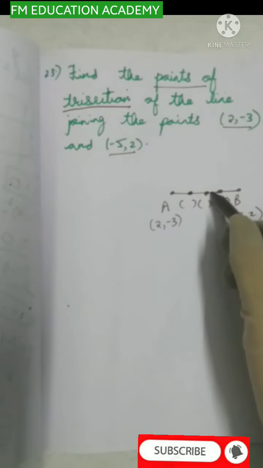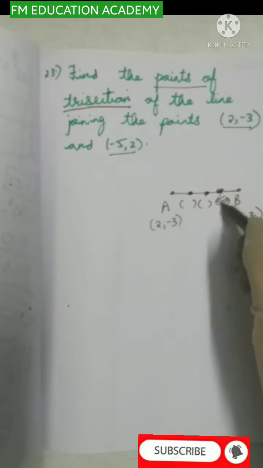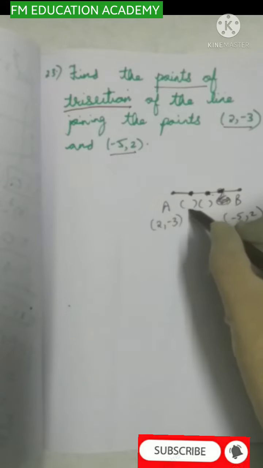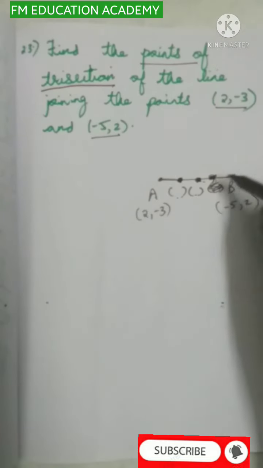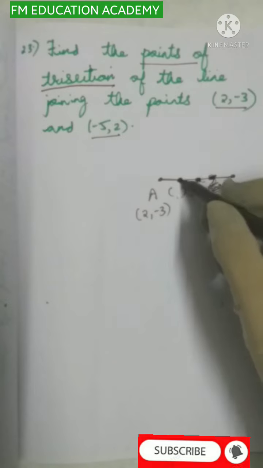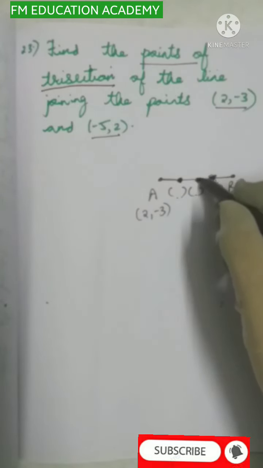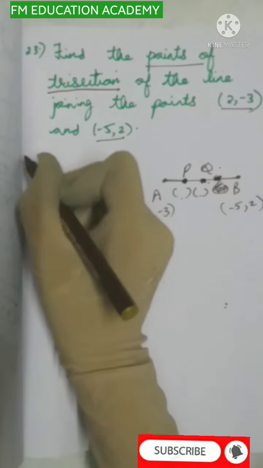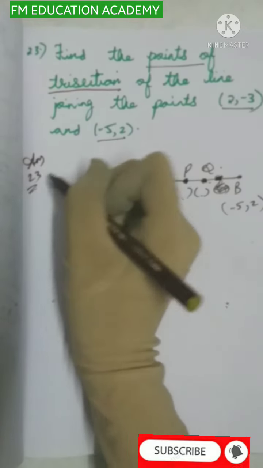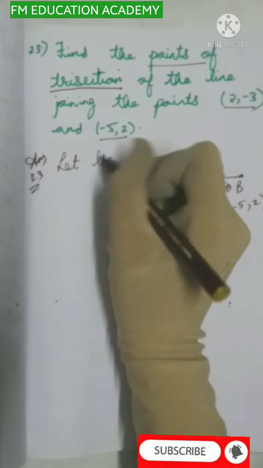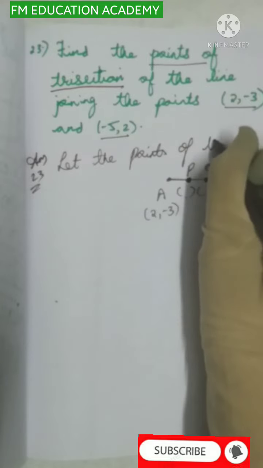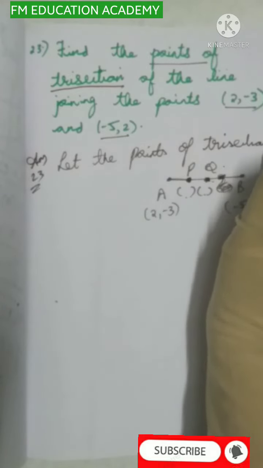So we have 1 point, 2 point, this is not a point, we don't have to find that out. Only these 2 points we have to find out, 1 point, 2 point, because there are 1 part, 2 parts, 3 parts. So these are the points of trisection. Here you have to find out the coordinates of these points, so let this be P, let this be Q. So we'll write, let the points of trisection be P and Q.